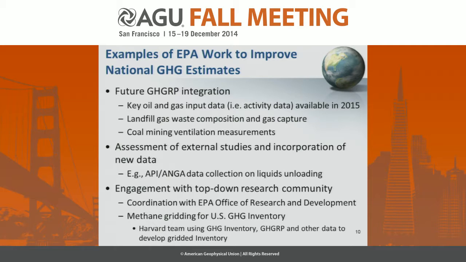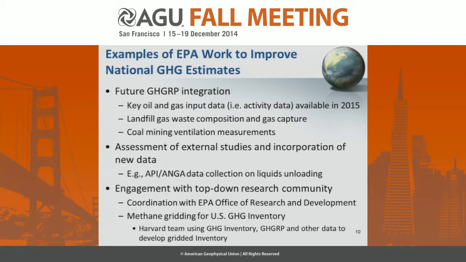Assessing external studies and incorporation of new data is a key part of the greenhouse gas inventory improvement. Recently, we had new data from API and ANGA on liquids unloading. We cross-checked it against what information we did have reported to the greenhouse gas reporting program and saw that it was an improvement. There, of course, are the EDF and UT Austin studies coming out that we'll be looking at as well. We've been improving our engagement with the top-down research community.